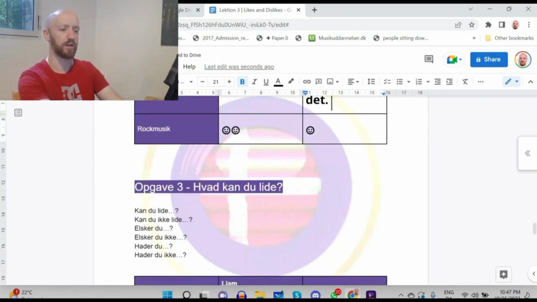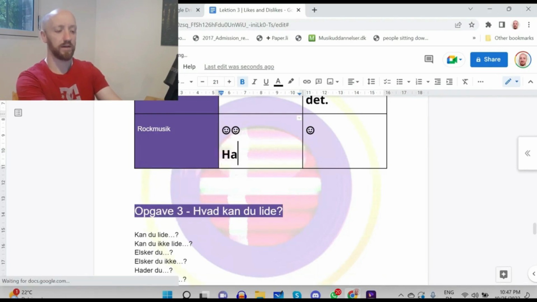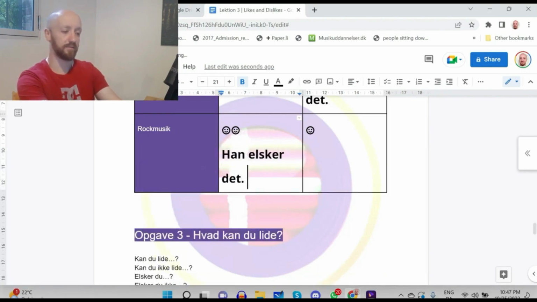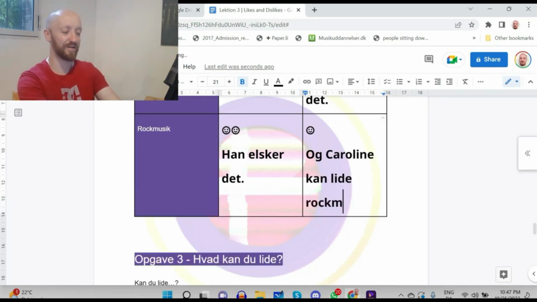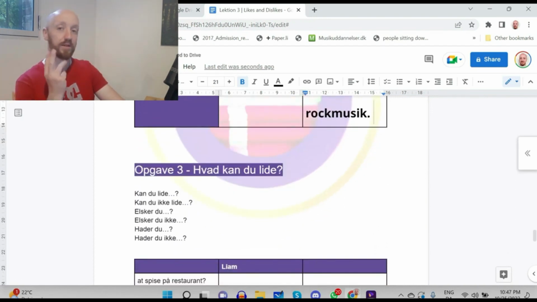Last one. Rock musik. Rock music. Han elsker det. Han elsker rock musik. Og Caroline kan lide det. Sådan. Og Caroline kan lide rock musik. Sådan der. Nice.